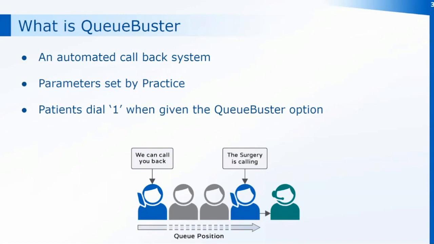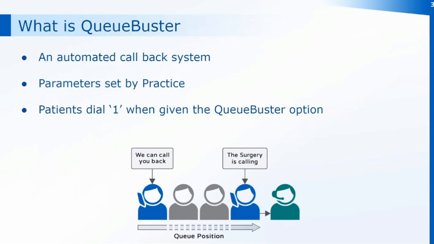That means the patient can then put the phone down and their place is kept in the queue automatically by Surgery Connect. When they reach the front of the queue, the system will automatically call them back as it connects to one of the receptionists. So your receptionists may hear a whisper saying it's a callback from QueueBuster or that we're contacting the caller. And then they'll hear a ringing tone as we call out to that patient.